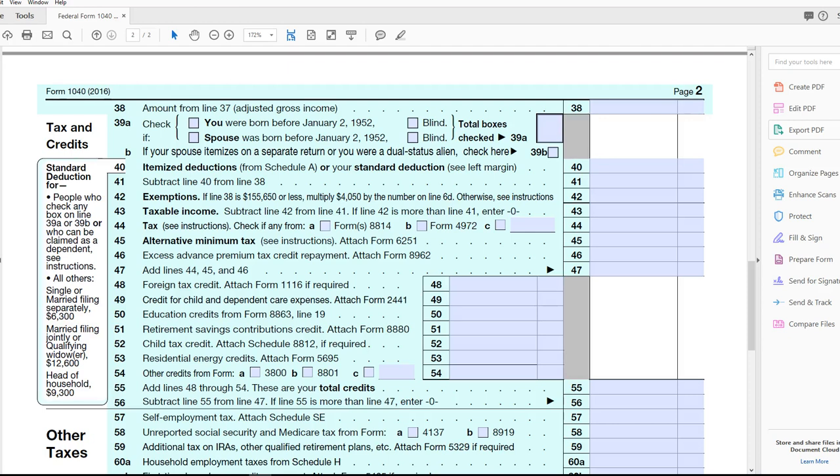Okay, so this video is for the second page of the 1040 form. And the first page we ended at adjusted gross income. So you'll notice that the top of page 2 starts with adjusted gross income where we left off. And then we're going to continue on down.